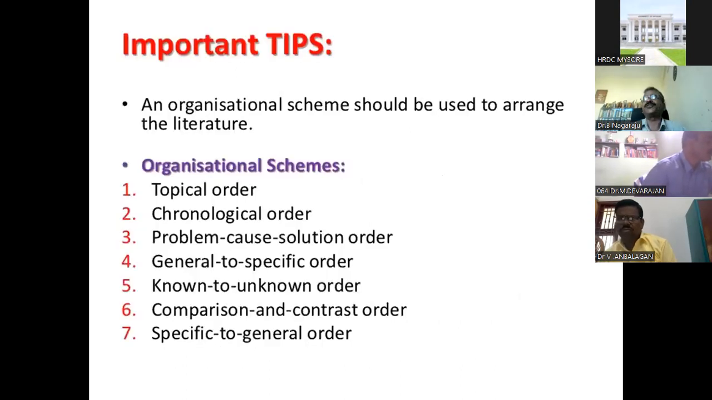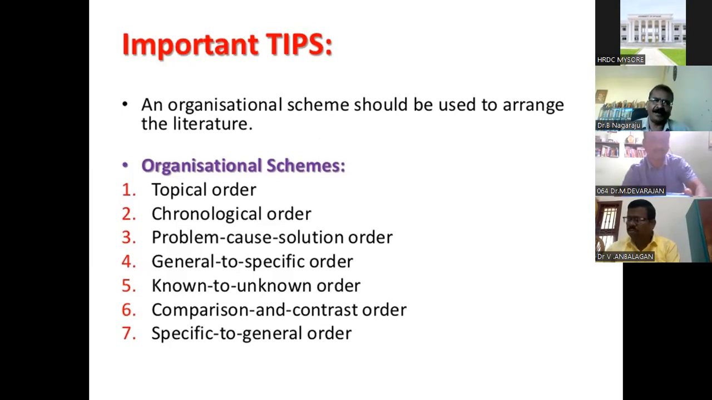So what actually we have to consider in terms of tips where you go for developing that literature part. One thing, how you are going to organize. So one thing is topical order. Another one is chronological order. One more, problem-cause-solution order, general to specific order, known to unknown order, comparison to contrast order, specific to general order. See how you are going to organize or arrange the literature review.